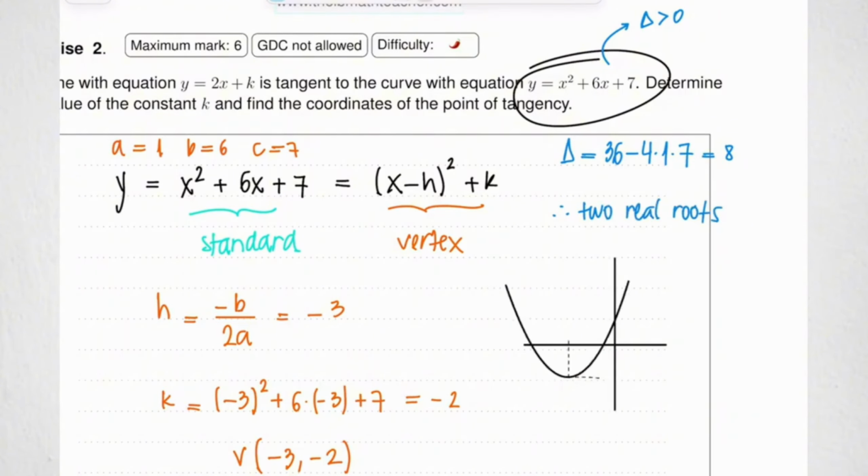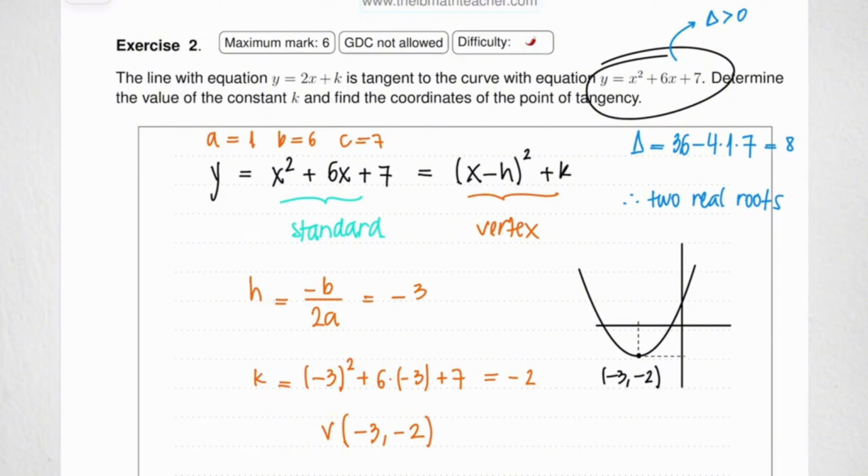Now, do we know the roots? Not really, and we don't particularly care about that. We know that there are two roots, so this is how the graph is going to look. Now, we can start addressing the question. This is just an overview of what's happening. And the question mentions a line with equation 2x plus k, which is tangent to the curve at some point.